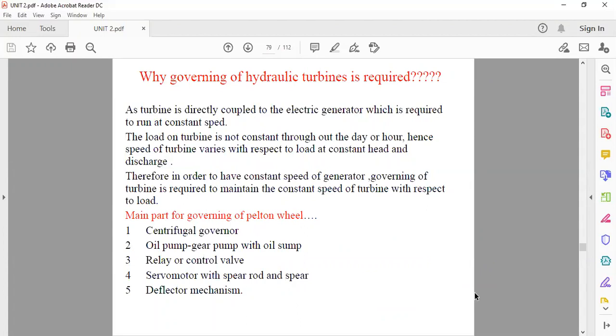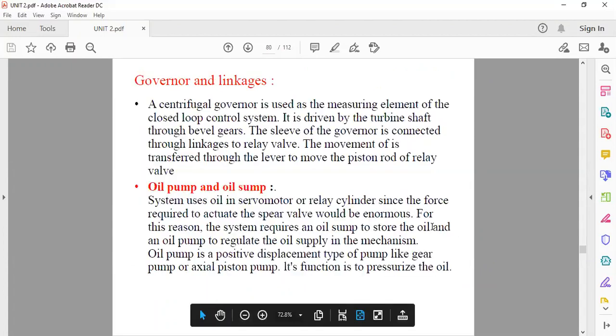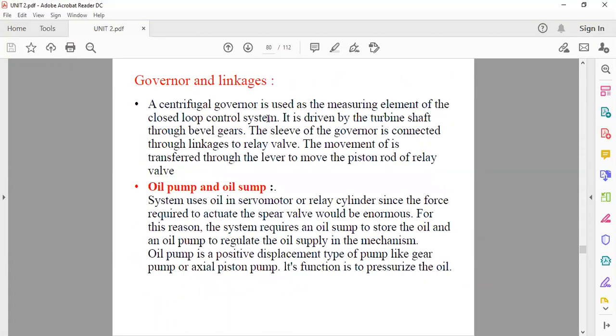fifth, deflector mechanism. Governor and linkage: a centrifugal governor is used as the measuring element of the closed loop control system. It is driven by the turbine shaft through bevel gears. The sleeve of the governor is connected through linkage to the relay valve. The movement is transferred through the lever to move the piston rod of the relay valve.